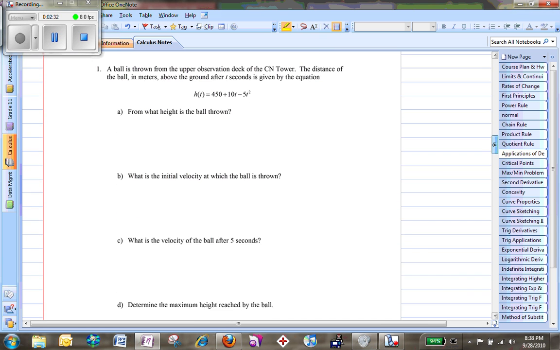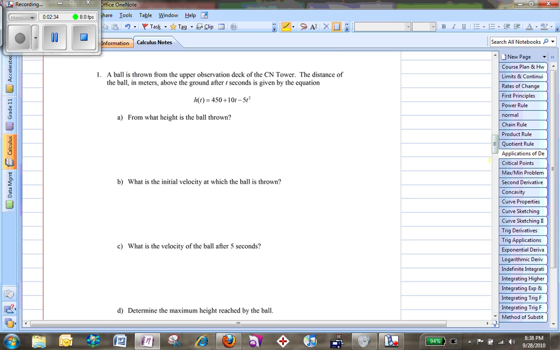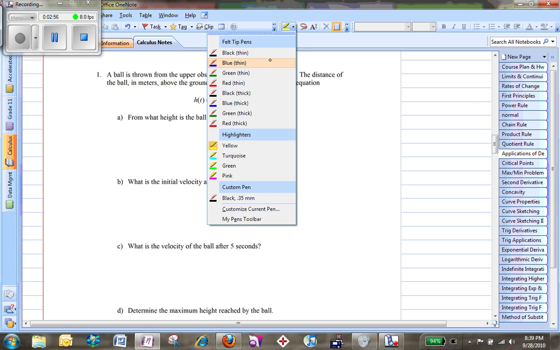Let's try some examples. Some you've already seen before, and others get a little bit more challenging. A ball is thrown from the upper observation deck of the CN Tower. The distance of the ball in meters above the ground after t seconds is given by the following equation. This equation gives h of t instead of s of t. It doesn't matter. It's the same thing. We're still talking about displacement of this object, which in this case is a ball.